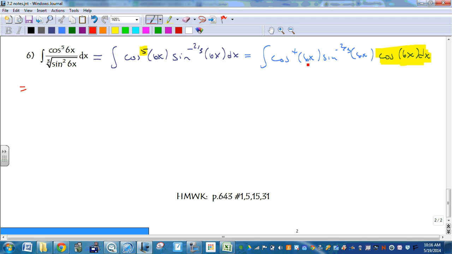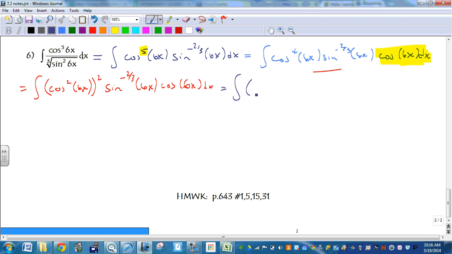So now we need to write all of this in terms of sine. So this cosine to the fourth, we can first write it as cosine squared of 6x, squared, right, instead of cosine to the fourth. And then we'll be able to use that Pythagorean identity, because cosine squared is the same as 1 minus sine squared. So we're going to have 1 minus sine squared of 6x, that whole thing squared.